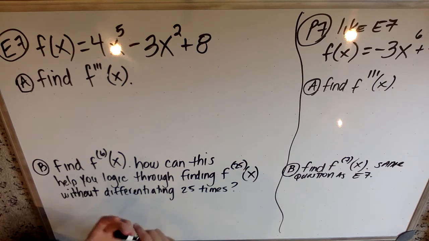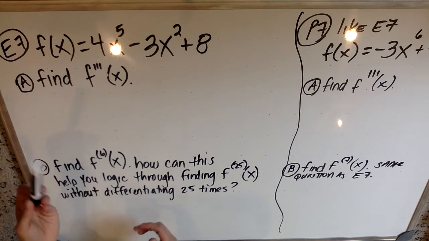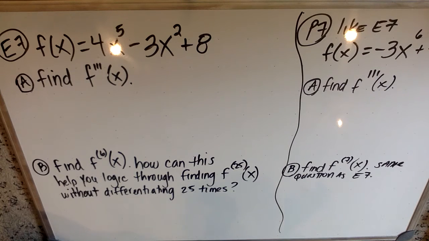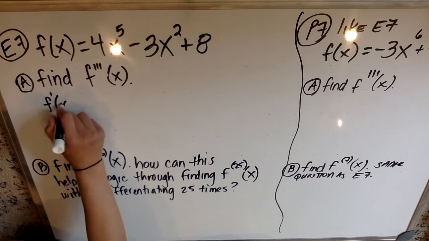So for E7, I give you an f of x that's a nice, happy polynomial, right? f of x equals 4x to the fifth minus 3x squared plus 8. And I've asked you to find f triple prime of x, right? So that means the third derivative. So honestly, you're just going to go ahead and find all the derivatives on your way to get there, right?